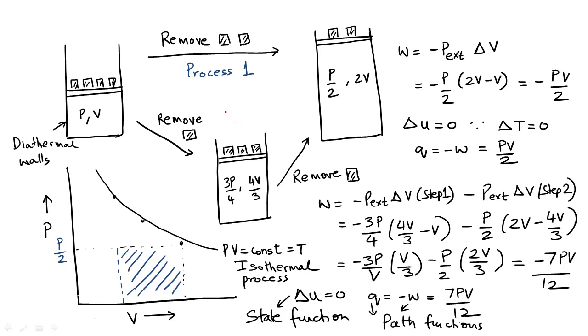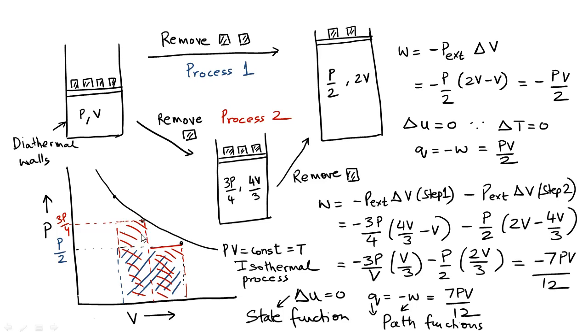In the second process, for which I will use red ink, the work done is a sum of two rectangles. The first step is this rectangle here, which has sides 3P by 4 and multiplied by this change in volume. So let me shade that. And in the second step, it is this rectangle which I shade here.